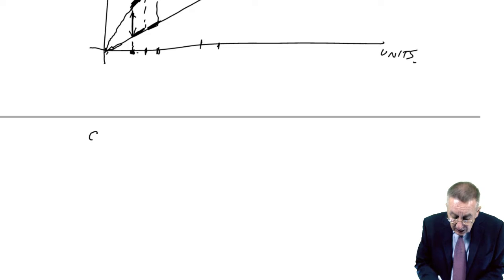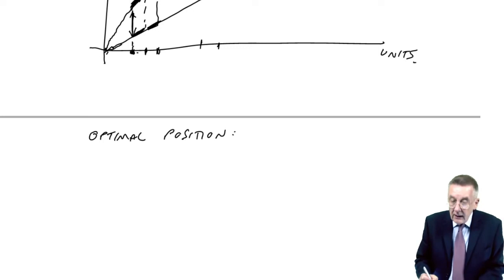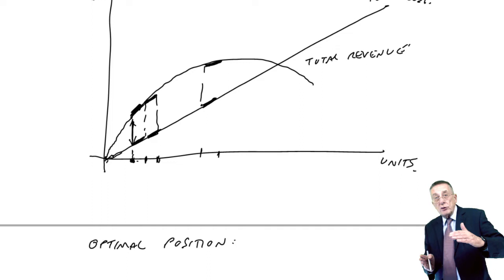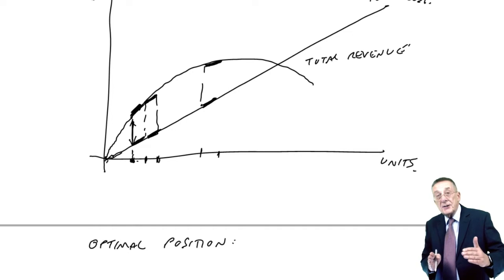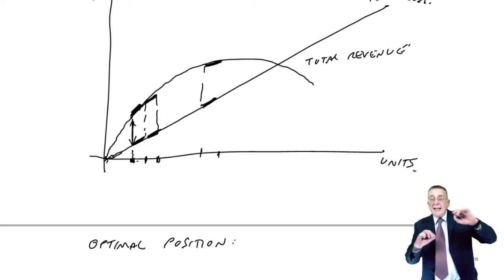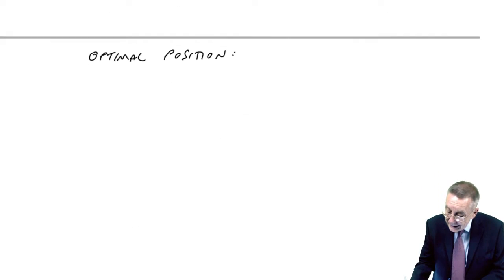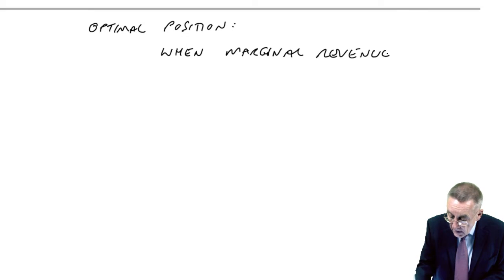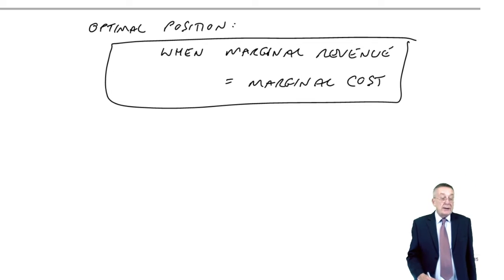But we say that the optimal position, so the optimal is when we get maximum profit. Remember, if marginal revenue is more than marginal cost, it's worth dropping the price. If marginal revenue is less than marginal cost, it's not worth dropping the price. Surely the break even, the optimum, is when marginal revenue equals marginal cost. That is the position that will give you maximum profit.